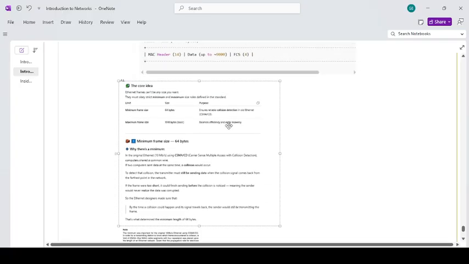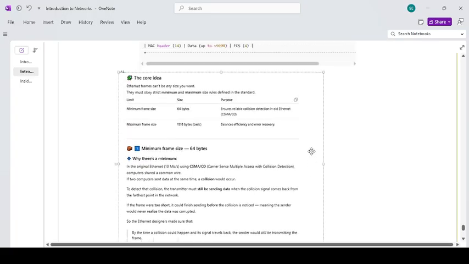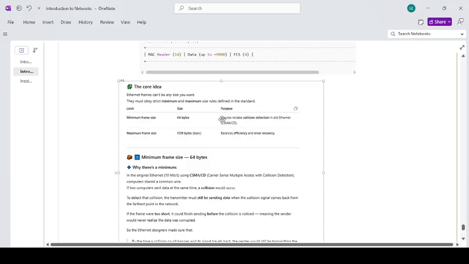So the core idea: Ethernet frames can't be any size you want. They must obey strict minimum and maximum size rules in the standard. Limit: minimum frame size 64 bytes. Purpose: ensures reliable collision detection in all Ethernet. Maximum frame size 1518 bytes, basic, balances efficiency and error recovery.